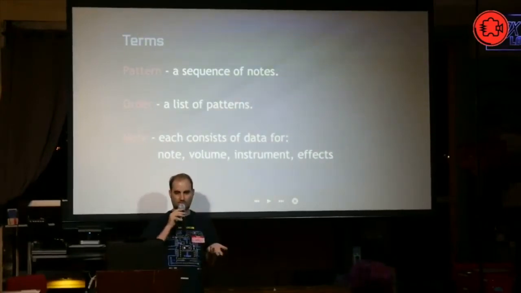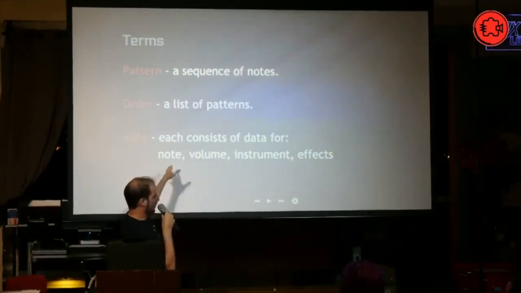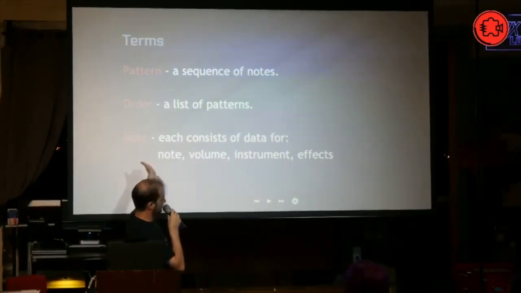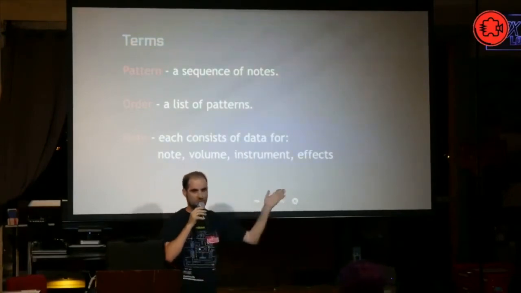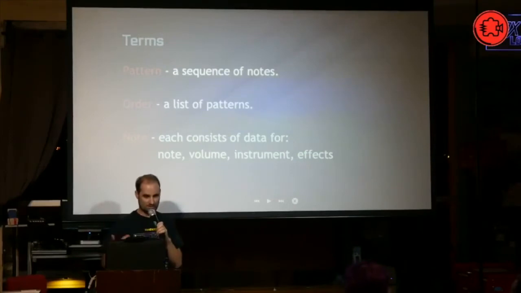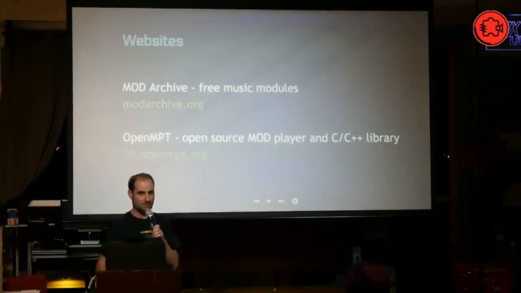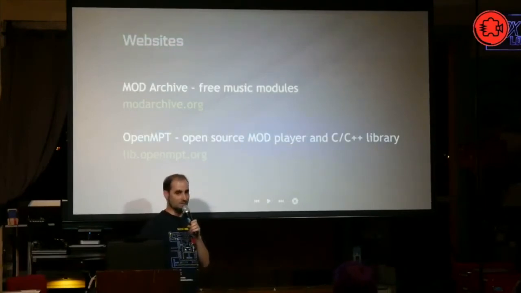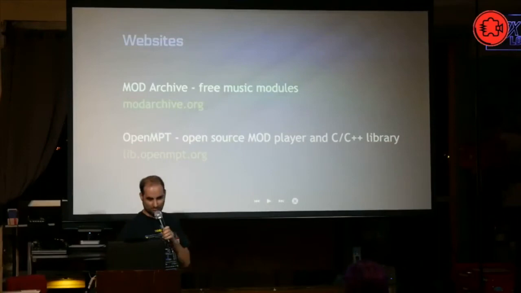And each individual note had the actual note value, like C, D, E, F, G, as a number, the volume, the instrument that it's playing, and various special effects. And later trackers added their own different effects. Anyway, you can actually download from this website called Mod Archive. They've been around for like 20 years still. They're still up on the web where you can download free music.